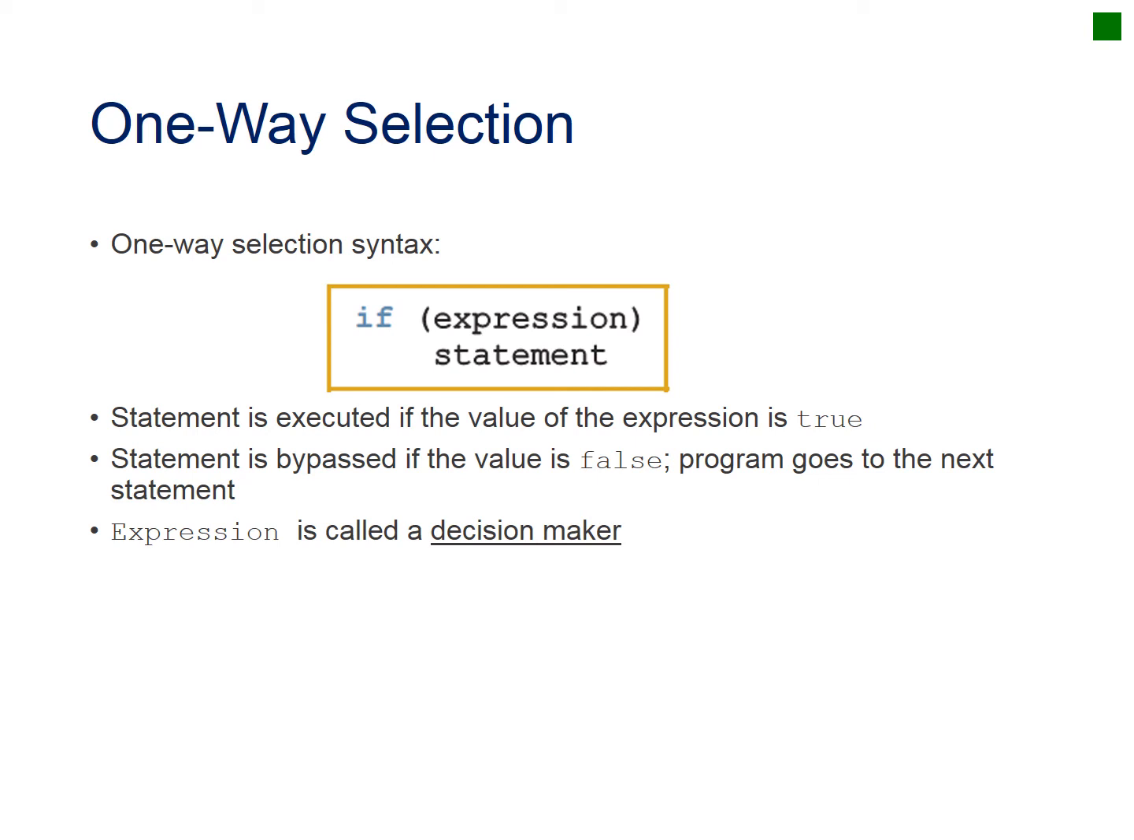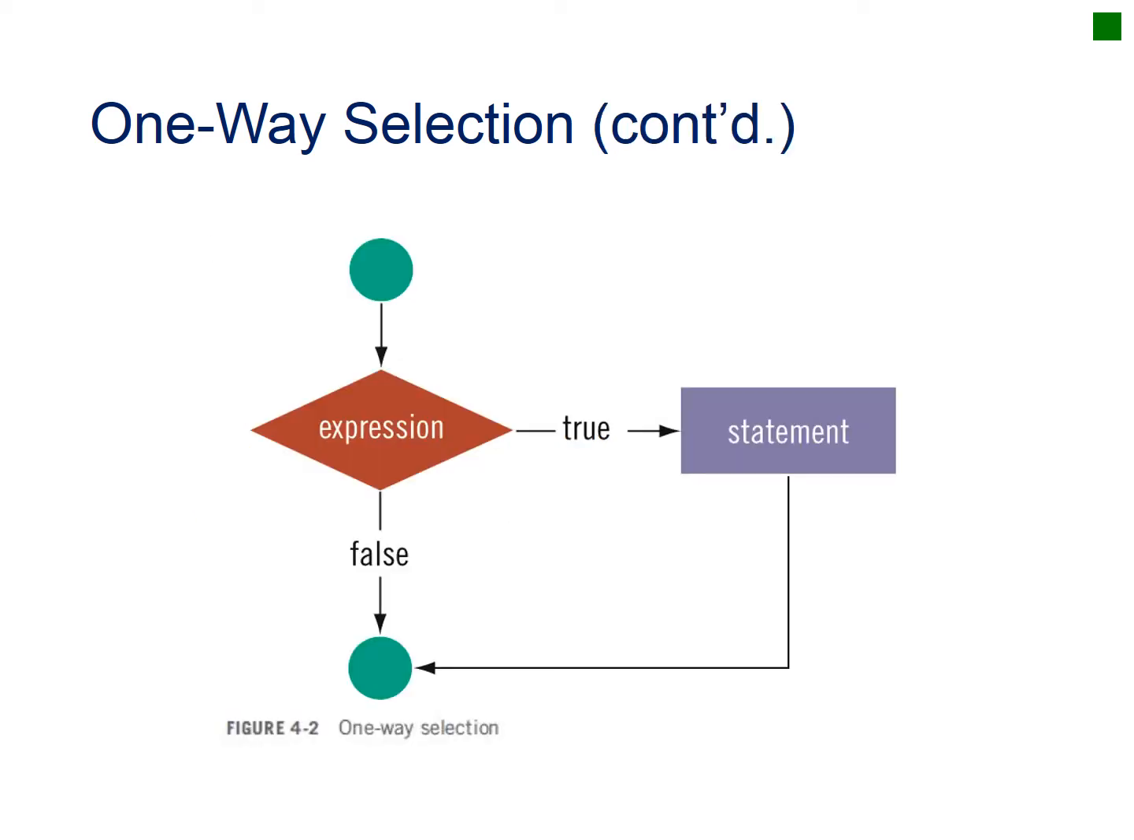One-way selection, the if-then statement. The syntax of a one-way selection statement is if, and then your expression statement, where the expression is called a decision maker. The statement is executed if the value of the expression is true. The statement is bypassed if the value is false. The program goes to the next statement. We can see in the one-way selection, if the expression is true, then the statement gets executed. If the expression is false, then the statement is skipped.